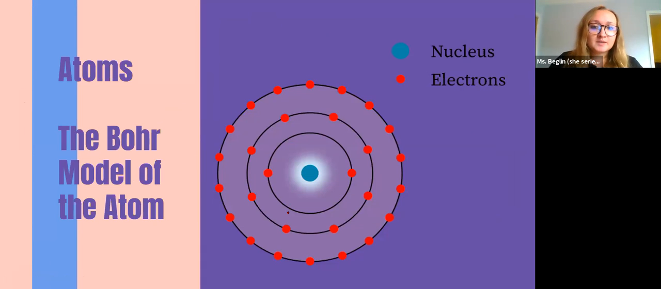So here we see a picture of the Bohr model of the atom. It's the model of the atom that many of us are familiar with, where electrons are thought to orbit the nucleus in clearly defined energy levels.